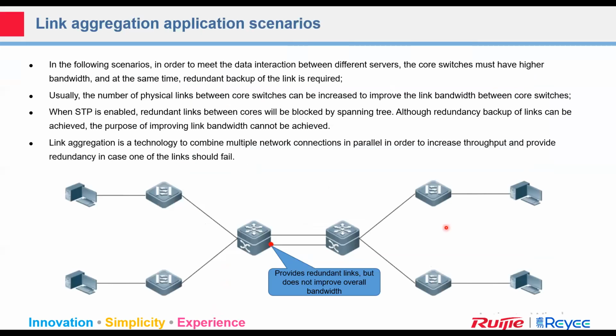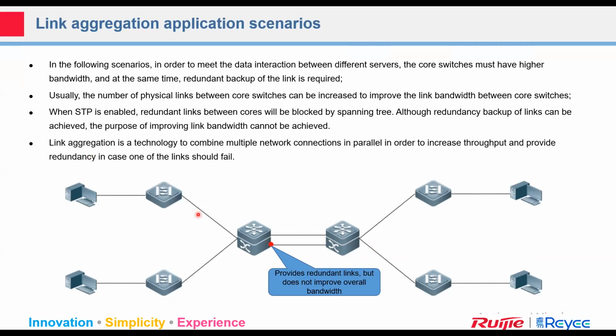All right, moving on. How do we configure link aggregation? In order to meet data interaction between servers, the core needs to have a higher bandwidth. You can either configure a higher bandwidth or a redundancy link. Usually the number of physical links can be increased. So you can have 2, 3, or more than that, to increase the bandwidth in between the core.